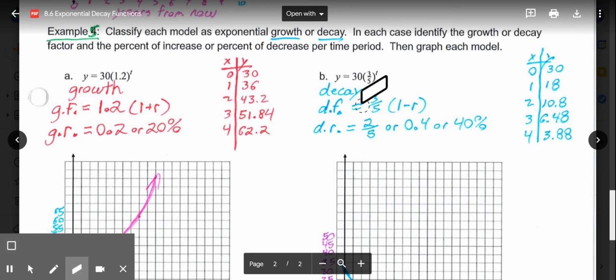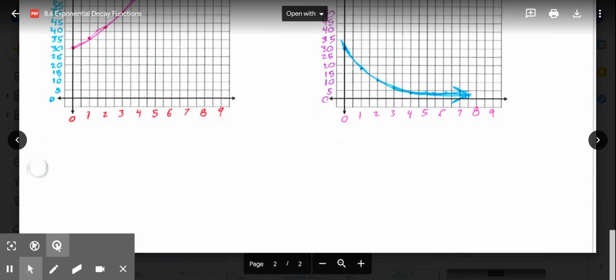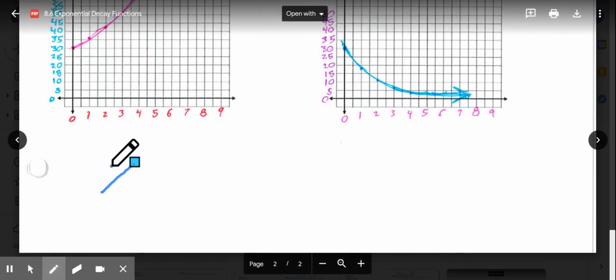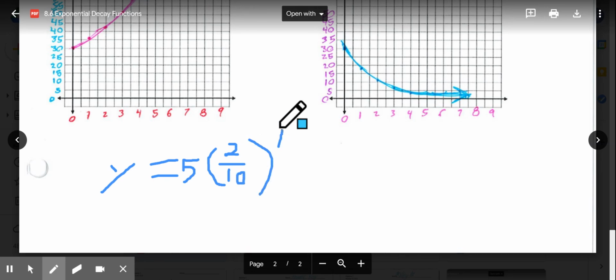So if we're dealing with decay factors, we could do one more example. I'll just scroll down here to do that example. So let's say we had y equals 5, since it doesn't really matter what I put outside of it for an initial amount. But then in parentheses, it was 2 over, let's say, 10. And that would be to the t power.